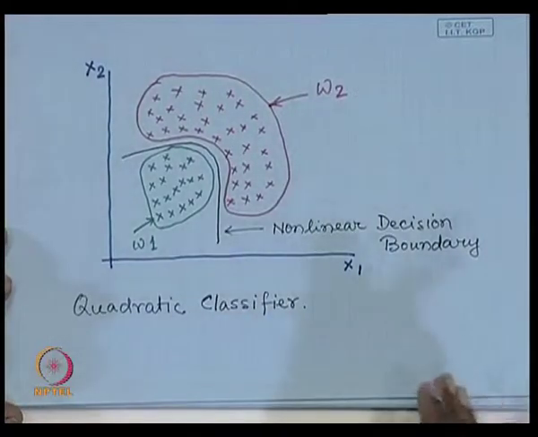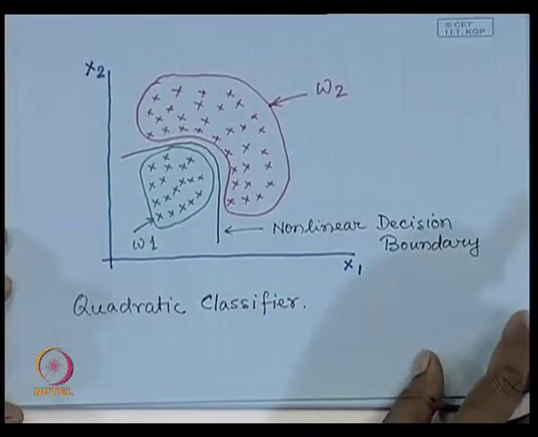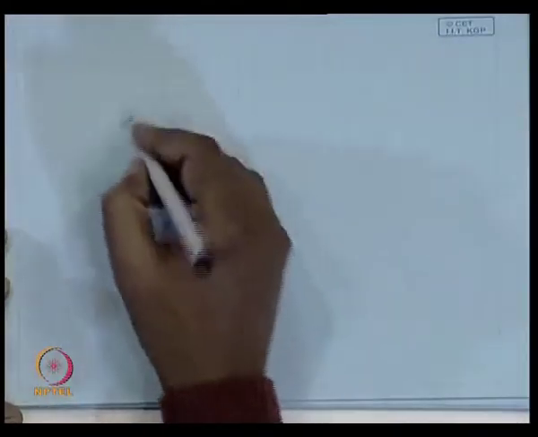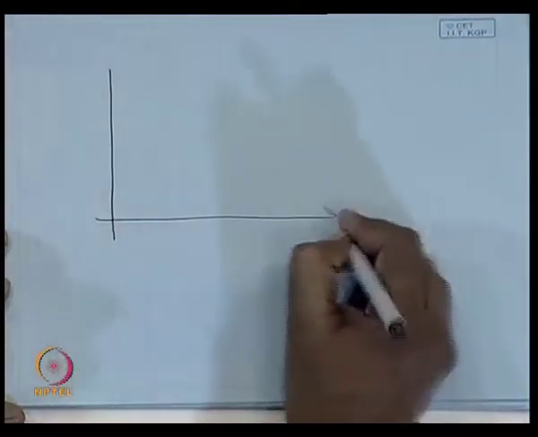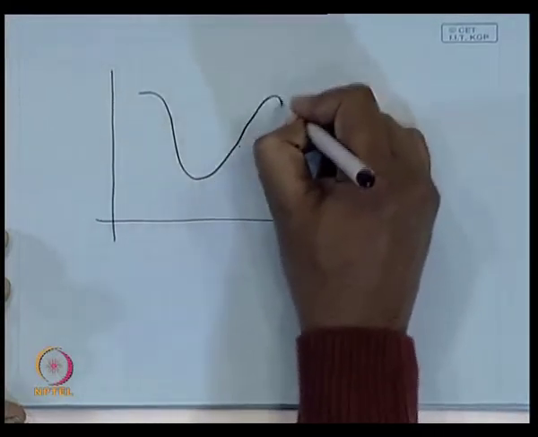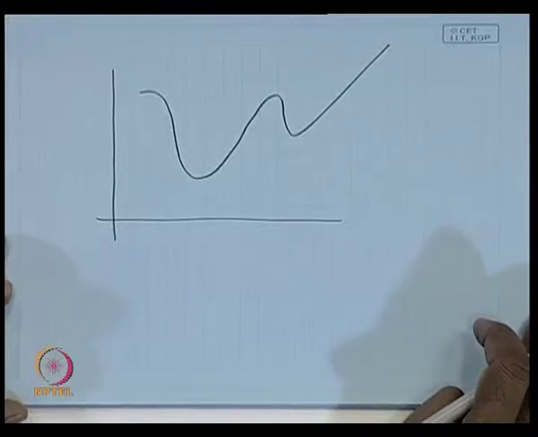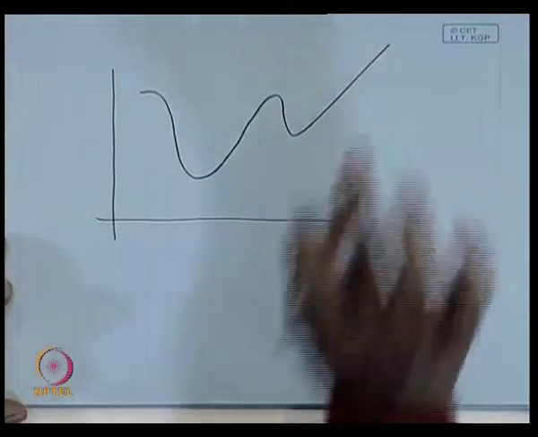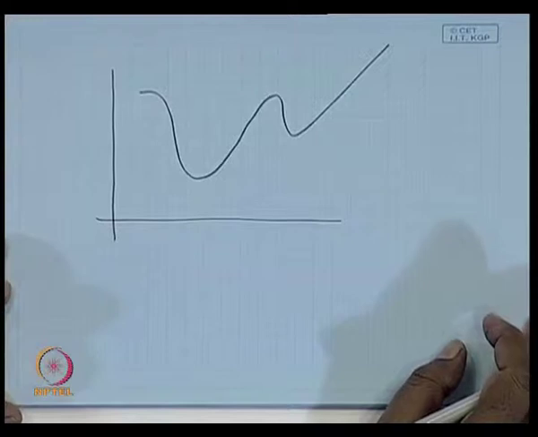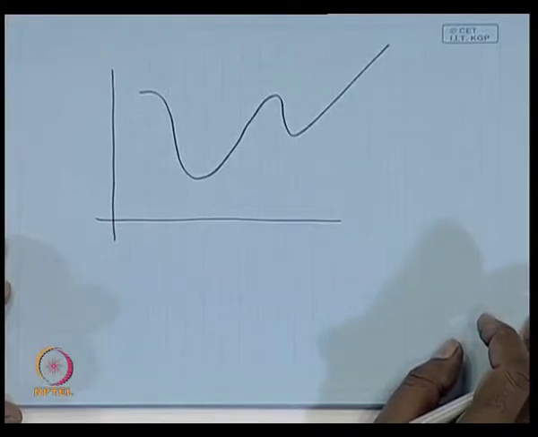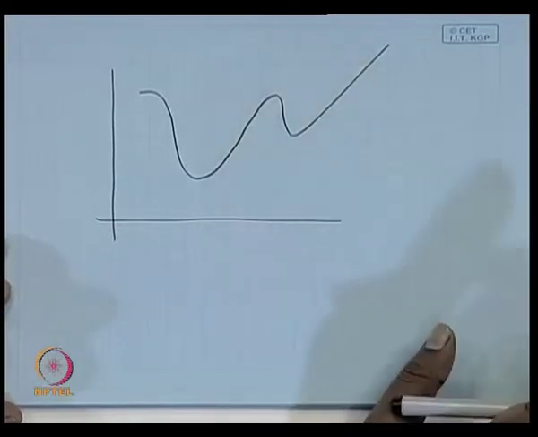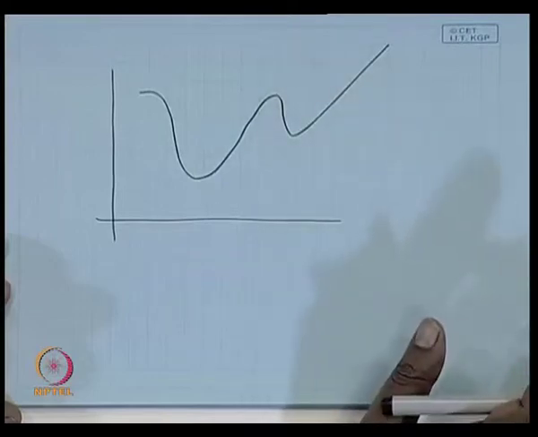But if the decision boundary is much more complicated than this, okay. Suppose I have a decision boundary like this, something like this. Okay. So, you find that such decision boundaries are so complicated, it is not very easy to design them analytically or to have an analytical expression for such a decision boundary.